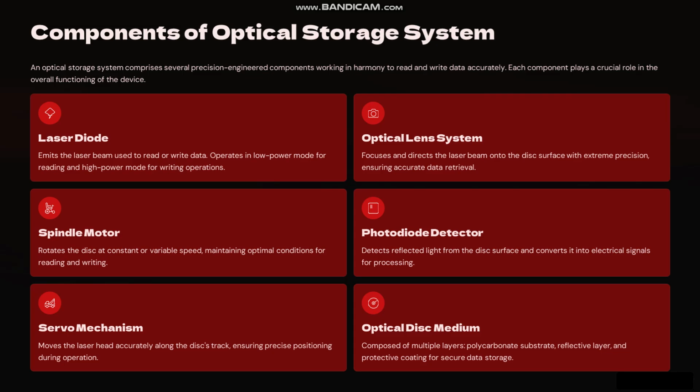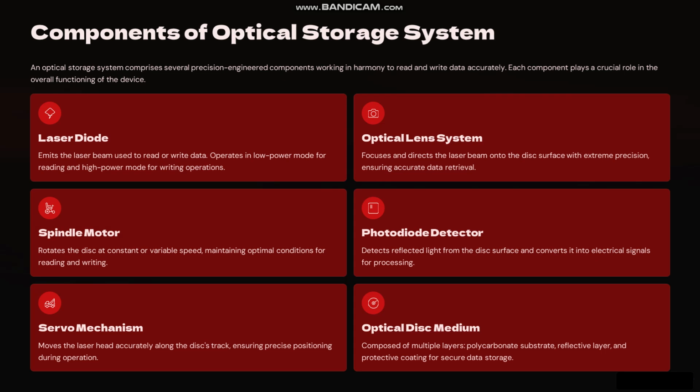Now, let's take a look at the main components of an optical storage system. First of all, the laser diode. It emits the laser beam used to read and write the data. And next, the optical lens system, which focuses the beam precisely on the disk. And the spindle motor. The spindle motor rotates the disk at the right speed, at optimal conditions for reading and writing.